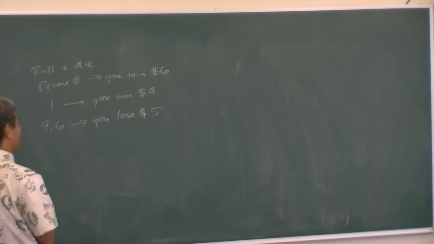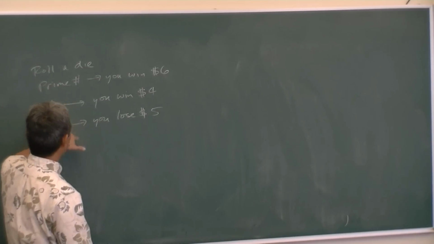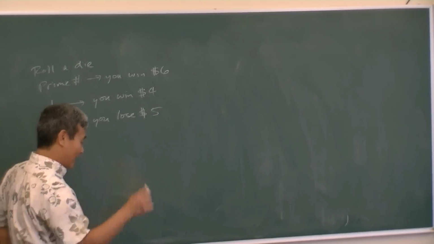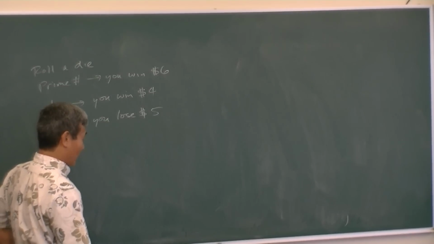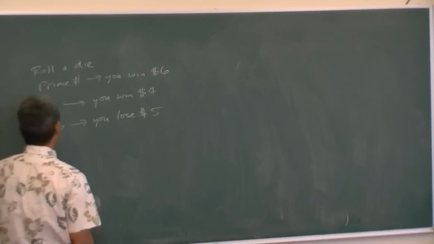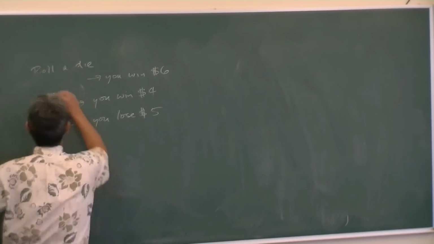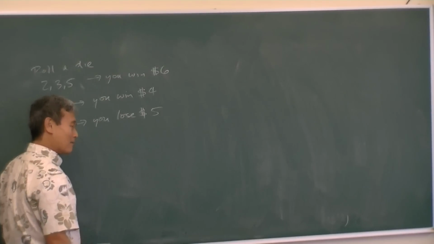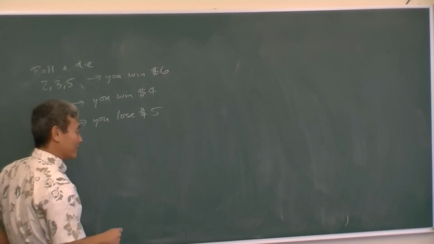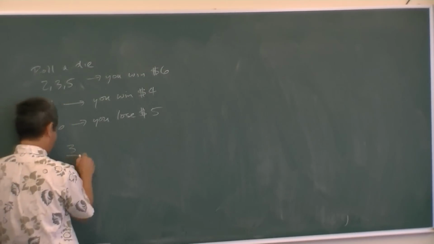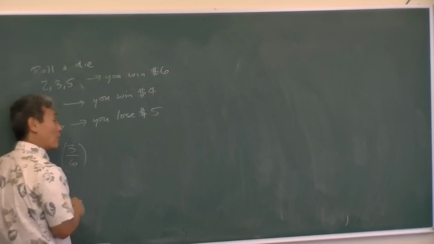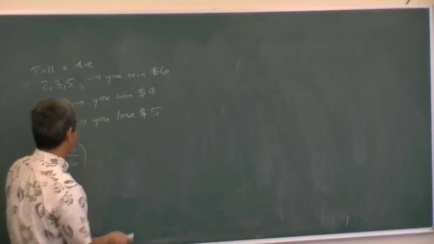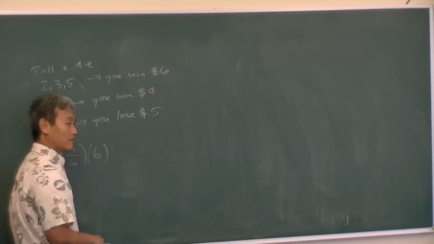It's quite simple. All you have to do is compute the probability of each thing happening. What's the probability of rolling a prime number when you roll one die? What are the prime numbers? Let me write them down for you, because some of us don't even know 2 is a prime number. These are the prime numbers. So what's the probability of rolling either a 2 or 3 or a 5? Let's just write 3/6, okay? That's the probability. And then you multiply that by what you're going to win or lose. You win $6, multiply it by $6.